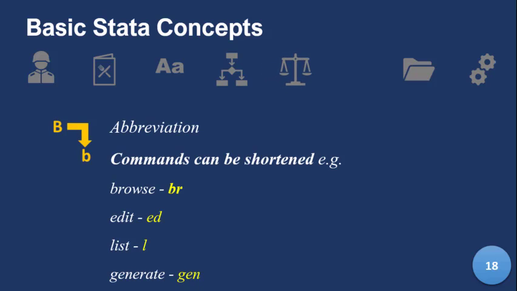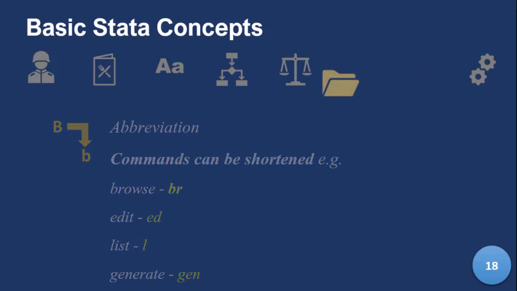We also have the concept of abbreviation. You don't need to spell a command in full. As you begin to mature, you can also shorten your commands. We're going to show how you can do that. These are a few commands: browse, edit, list, generate. I told you commands seem to have a verb in Stata, most of them, not all of them. So it's very important to understand that concept too. Let's move on quickly.